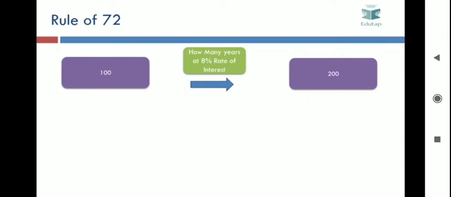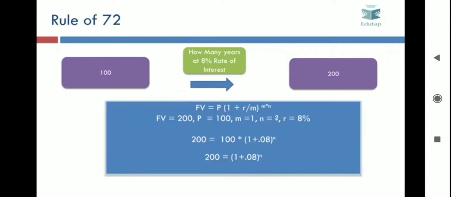Let's try to do this with the traditional method first, and then we will see how rule of 72 helps us. With the traditional method, you can solve this by using the formula of future value equal to present value times (1 plus r/m) raised to the power m times n. Here future value would be 200, the present value would be 100, m equal to 1 assuming annual compounding, n is the number of years we have to find out, and r is 8%, the rate of interest. When we put these values in this formula, we get 200 equal to 100 times (1 plus 0.08) raised to the power n.